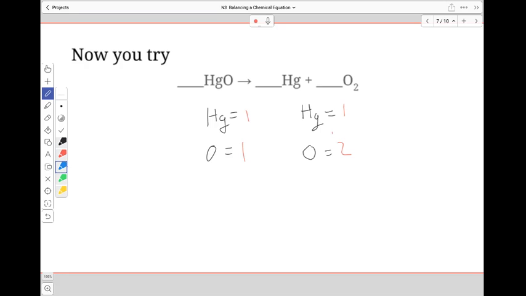Okay. Do I need to balance my O's though? I do. So what should I put where? What will balance my O's? I could put a 2. Where could I put it? In front of the left side. So if I put a coefficient of 2 here, that's going to give me 2 Hgs and 2 O's. So now my O's are balanced, but my Hgs are not. So what am I going to do to try to balance my Hgs this time?